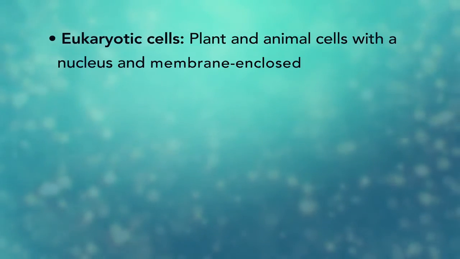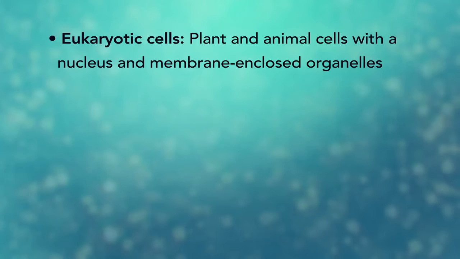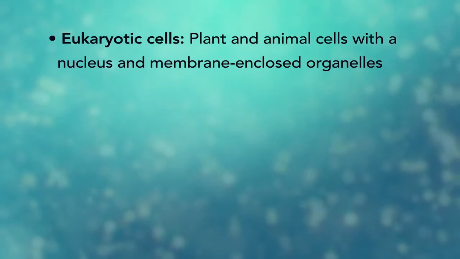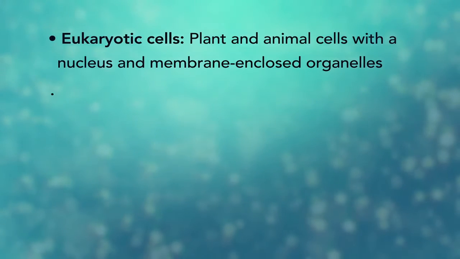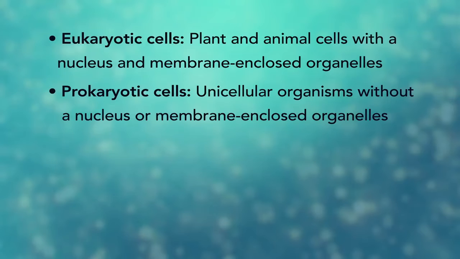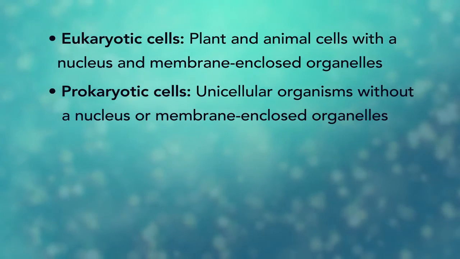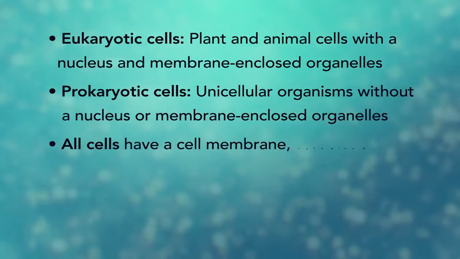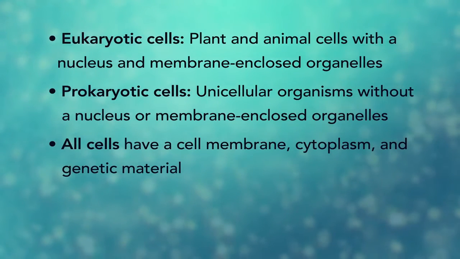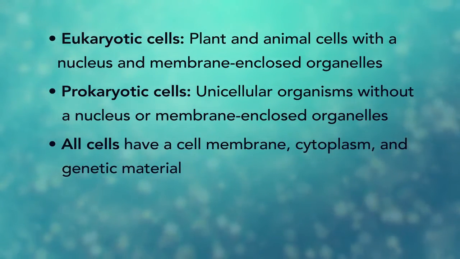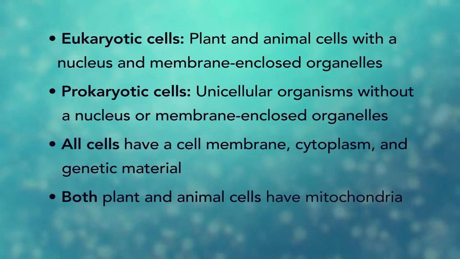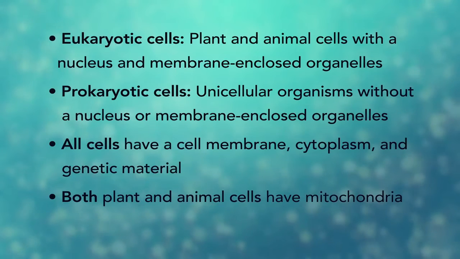In summary, remember, eukaryotic cells are plant and animal cells with a nucleus and membrane-enclosed organelles, while prokaryotic cells are unicellular organisms without these things. All cells have a cell membrane, cytoplasm, and genetic material. And even though only plant cells have chloroplasts, both plant and animal cells have mitochondria.